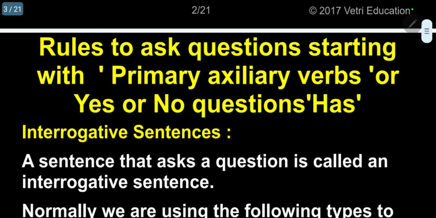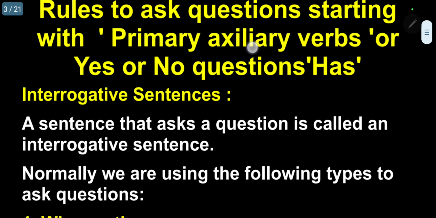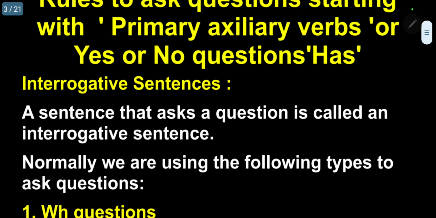Rules to ask questions starting with primary auxiliary verb, or yes or no questions using has. Now I am going to discuss. Before discussing has, I have to give some information regarding the interrogative sentences.